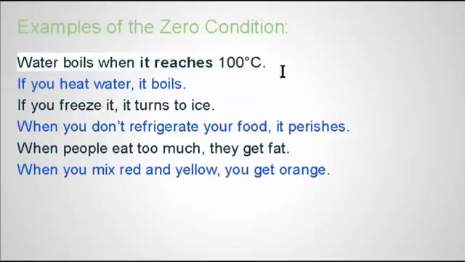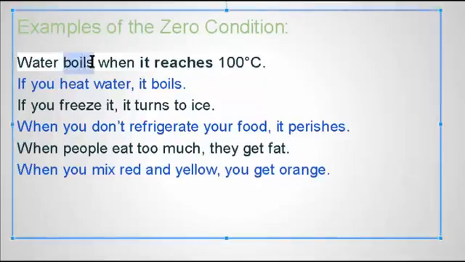Water boils when it reaches 100 degrees Celsius. Okay, here's the first simple present. Here's the second simple present. And we're using the word when, not if. Water boils if it reaches. It's the same. If you heat water, it boils. Okay, so again, heat is the simple present, boils is the simple present.